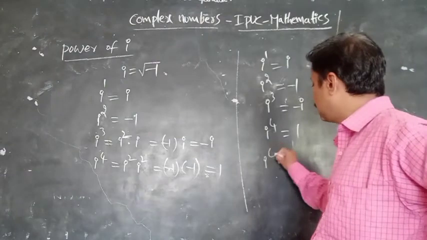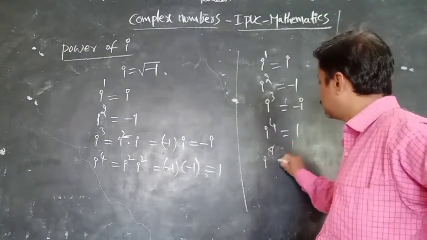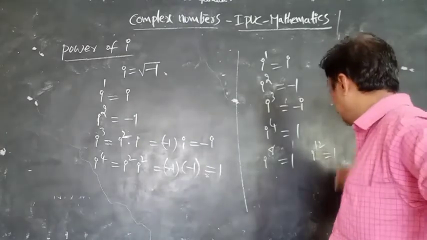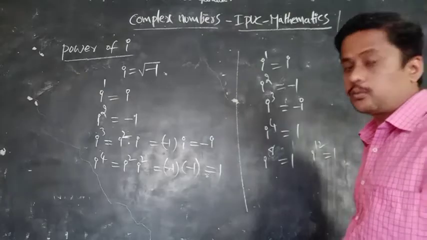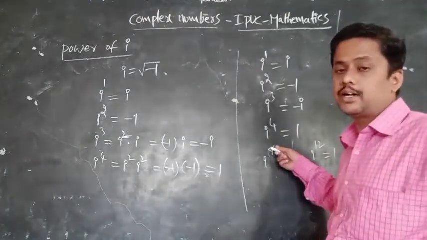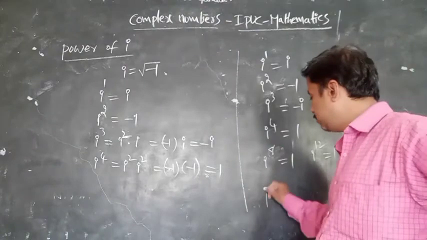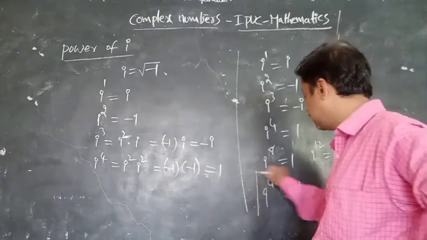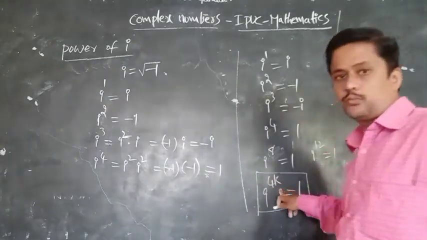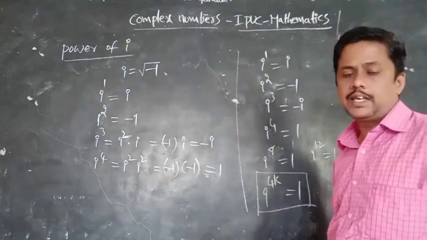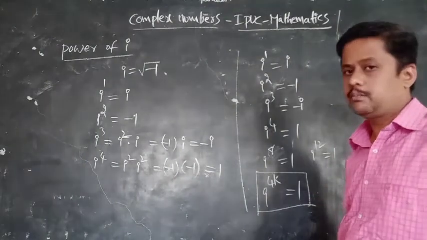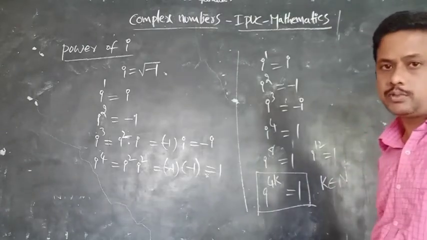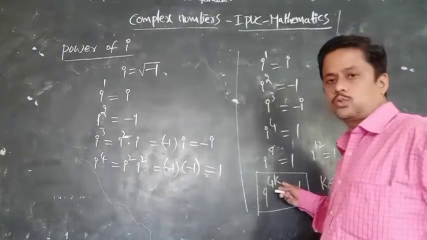i to the power of 4k: i to the power of 8 is also 1, i to the power of 12 is also 1. So i to the power of a multiple of 4 is nothing but 1. That is, i to the power of 4k is equal to 1. So this is one formula, where k belongs to the natural numbers, whole numbers.